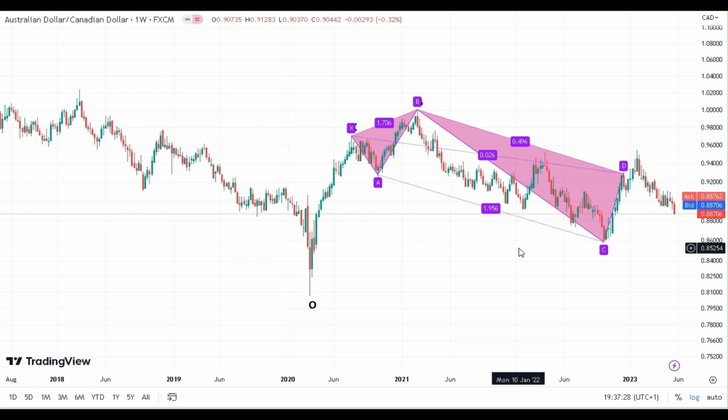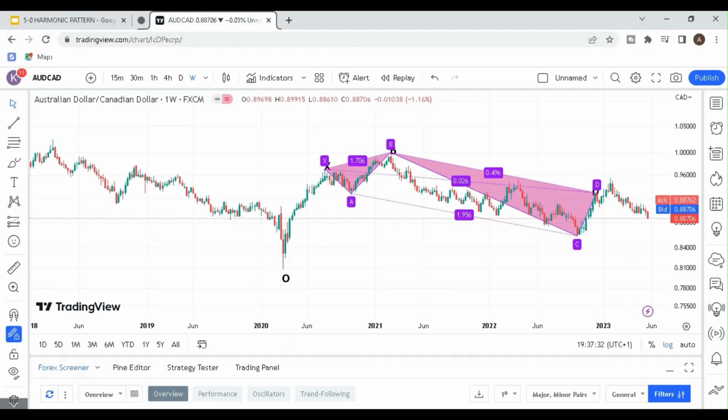Since we found our 5-0 harmonic pattern in the AUD/CAD pair, the real business of this video is to develop a 5-0 pattern finder using Python. So in doing this, we need to get into our Python IDE, which may be PyCharm or Jupyter Notebook or VSC. It all depends on your choice. But for this program, I will be using Visual Studio Code, the VSC.